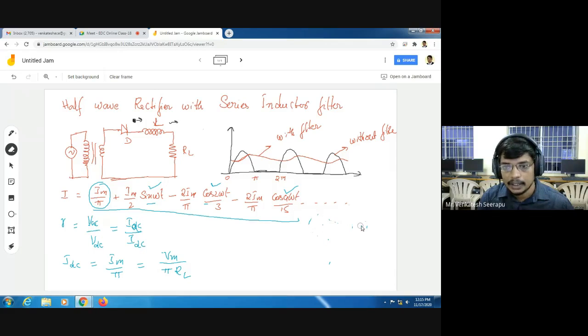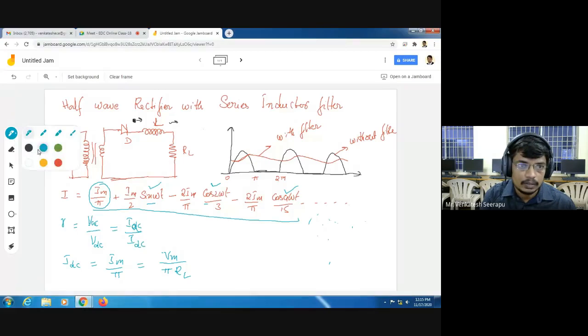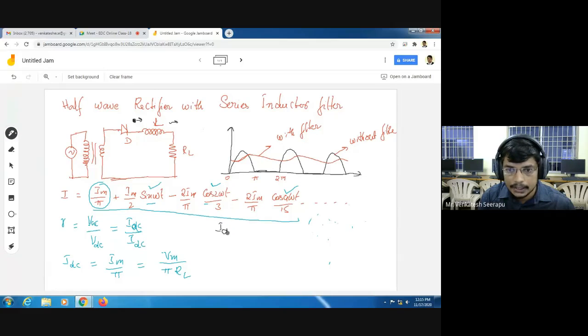Now I want to find the IAC equation. How many AC components exist in this output equation? We have only one DC component, so I directly find the IDC value, which is Im by pi. Im is also written as Vm by Rf plus RL. So Rf value is very, very small. That's why we are taking it as Vm by RL. So how many AC components exist in this equation?